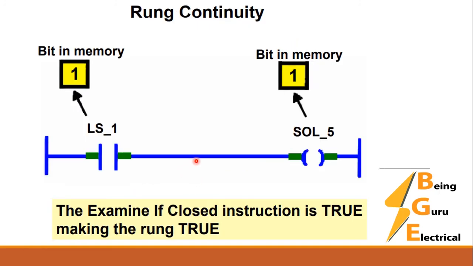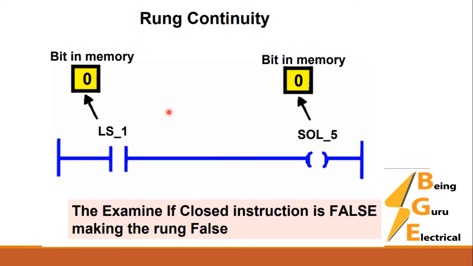Rung continuity. We have limit switch 1, and the bit in the memory, the data for this switch, is 1. This is a normally open contact, and we have 1 in the memory, so this is closed, or true. If this is true, the output will be true. The examine-if-closed instruction is true, making the rung true. Otherwise, if it is 0, this is open, the instruction is false, and the output is false.